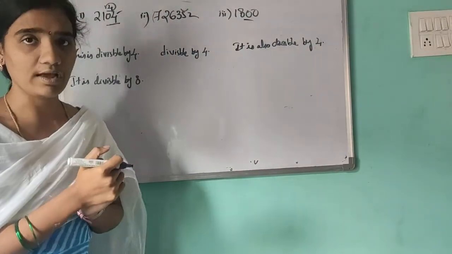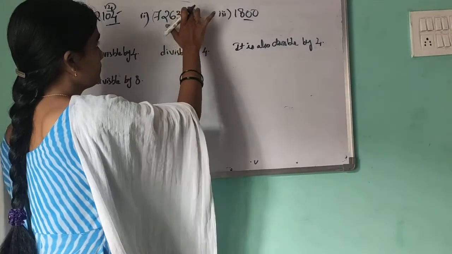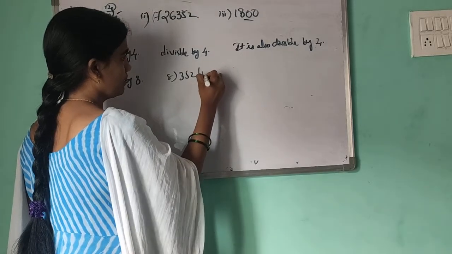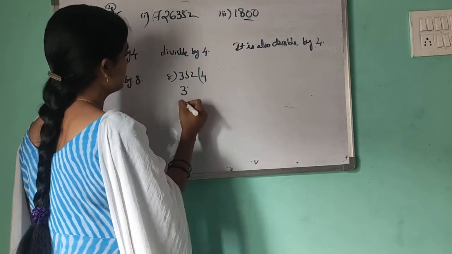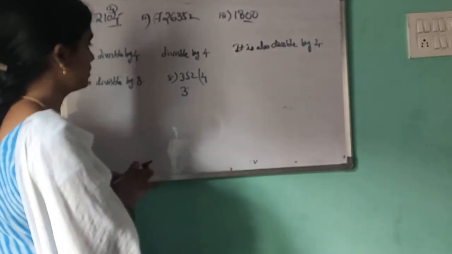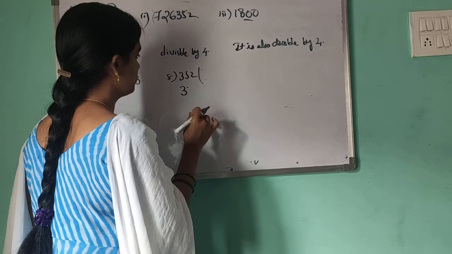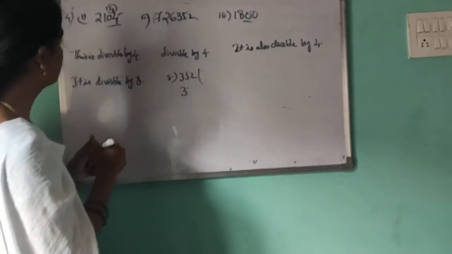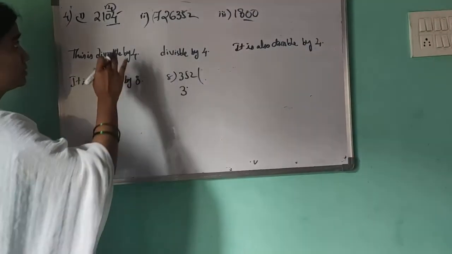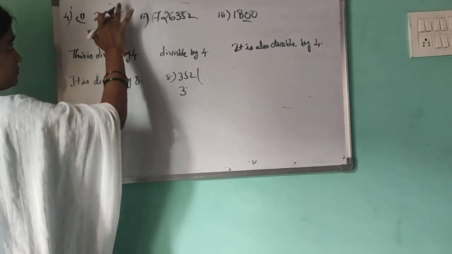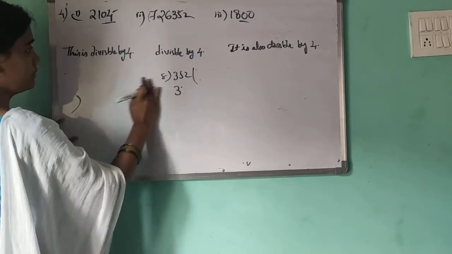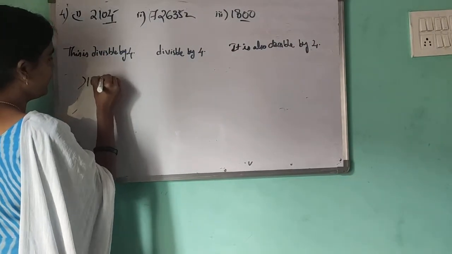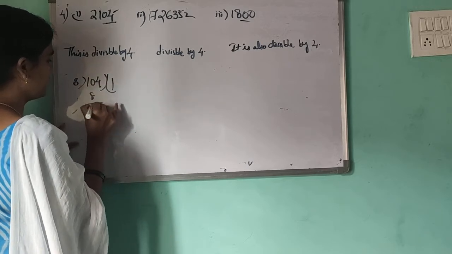Let's check with this number, the last 3 digits. Let's see, 352. I will repeat this first one one more time. Last 3 digits: check first whether divisible by 8 or not. 1 eights are 8, 24.